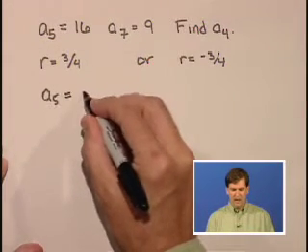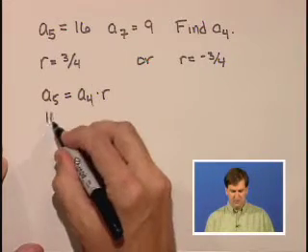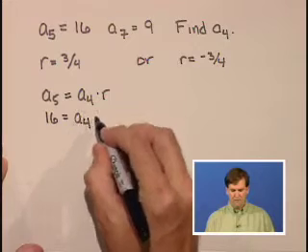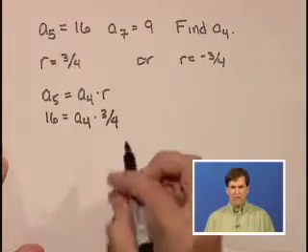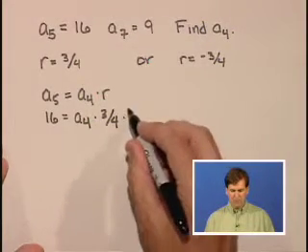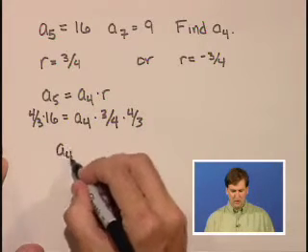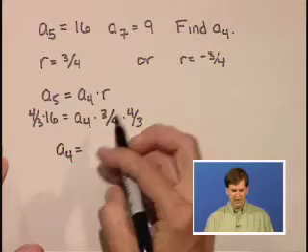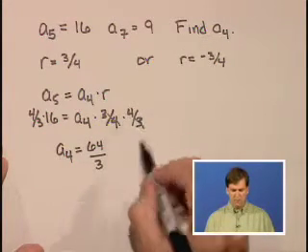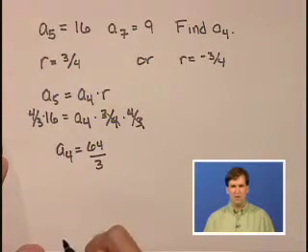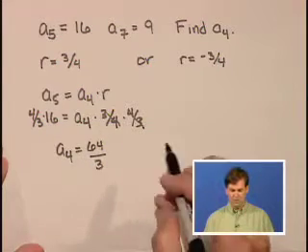a5 should be a4 times the ratio. a5 is 16, a4 is what we seek to know, and the ratio is 3/4. In this case, to find a4, we'll multiply both sides by 4/3. And we'll get a4 is equal to 4 times 16, which is 64, divided by 3. On this side, the 3/4 and the 4/3 become 1. So if the ratio is positive 3/4, then a sub 4 is 64/3.